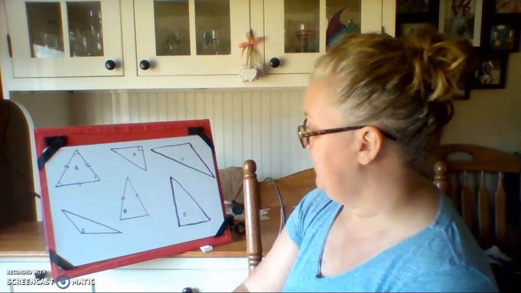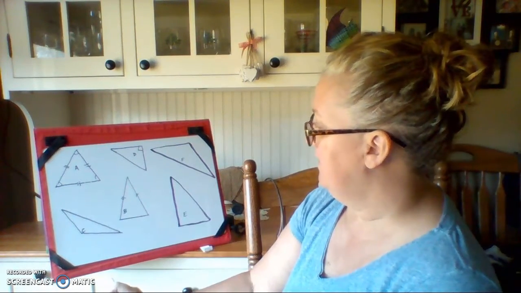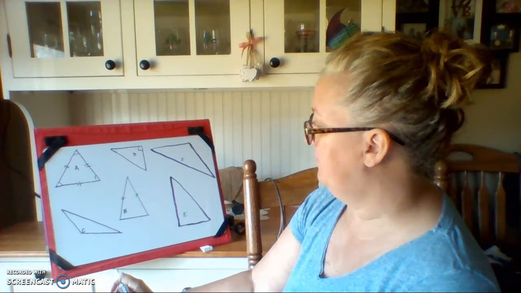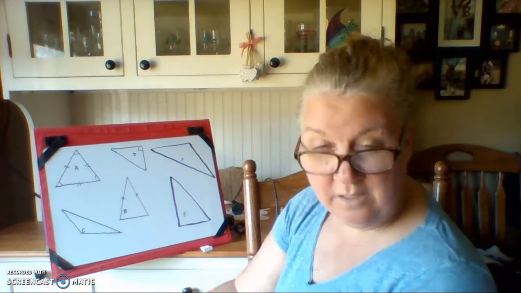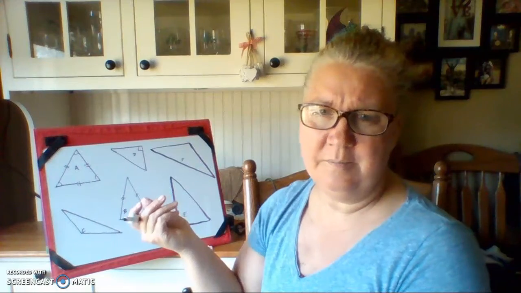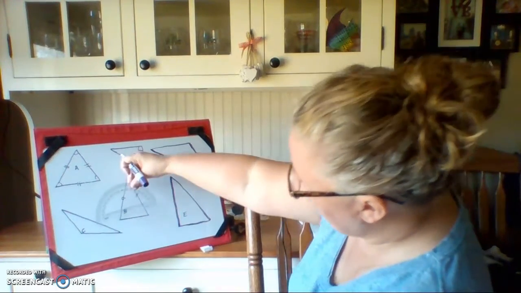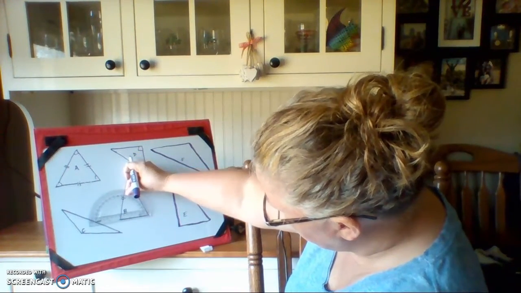Let's try this isosceles triangle. It's got 2 equal sides. So, do you think it's going to have 3 equal angle measures? No, probably not, because it doesn't look like that. So something's got to be different.